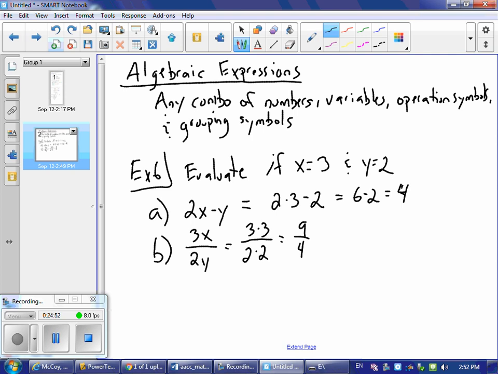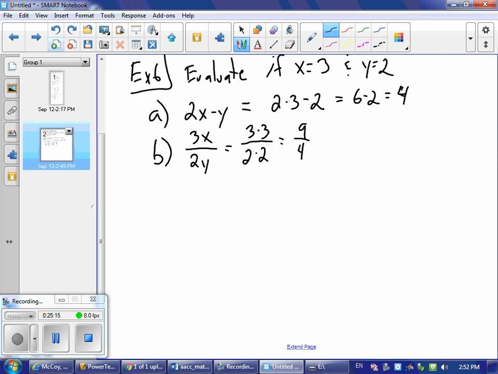All right. Hopefully that's starting to make sense. I'm not going to do all the examples that they have here in the book, but that's what it means to evaluate. You are simply plugging in the values for x, y, or whatever they give you, and then following order of operations from there. All right, and the last piece is solving.